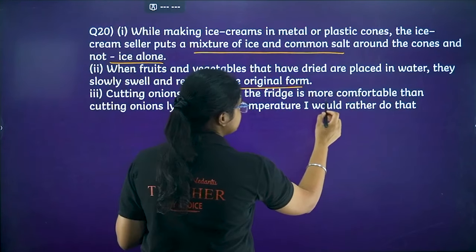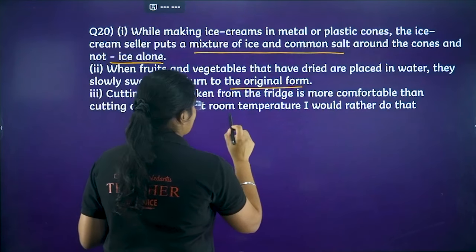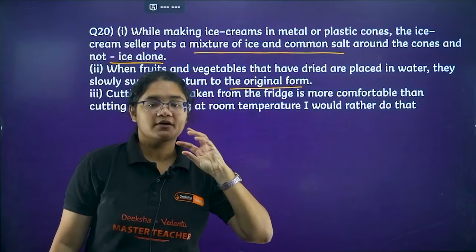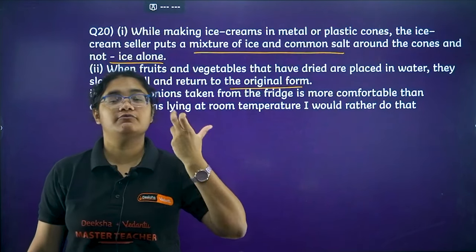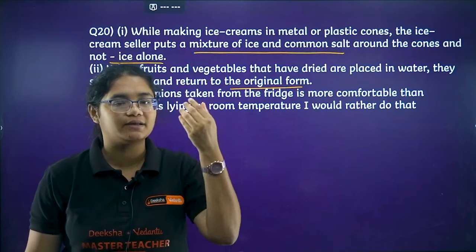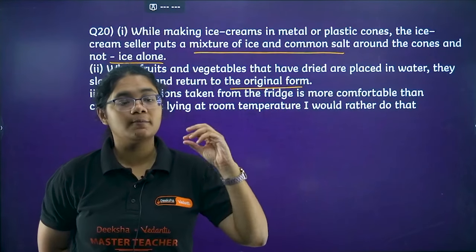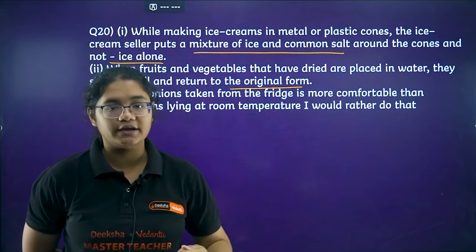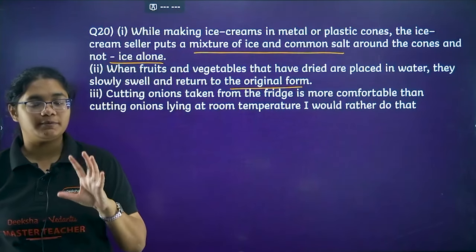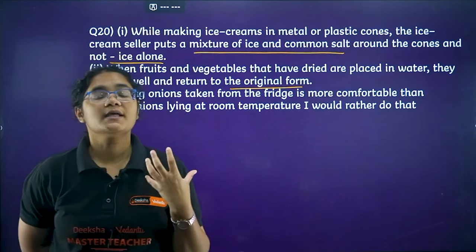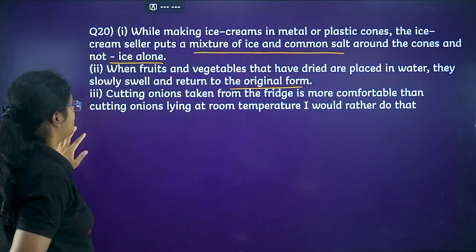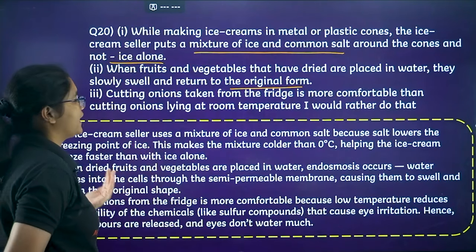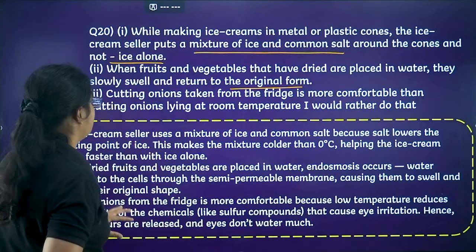Cutting onions taken from the fridge is more comfortable than cutting onions lying at room temperature. I would rather do that. So what happens here is that onions create a certain type of vapor which is so irritating for the eyes and we get tears. But when you keep the onions in the fridge, this vapor release is very slow, and when you bring them out, due to the low temperature, the vapors are not formed by the onions, and that is why we do not get irritation, as a result of which we can cut without getting any hurt in the eyes.